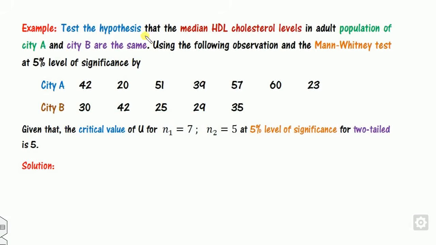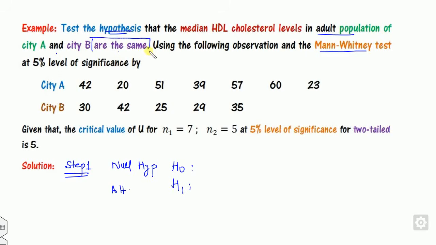Look at this: test the hypothesis that the median HDL cholesterol levels in the adult populations are the same. We have the following observations and you have to test with the help of the Mann Whitney test. Firstly, we define the null hypothesis H0, and the alternative hypothesis H1. You have to test whether the adult populations are the same or not. This is your task.